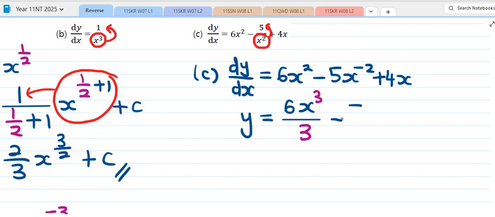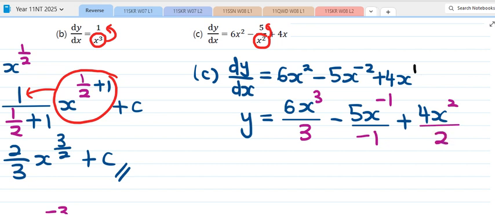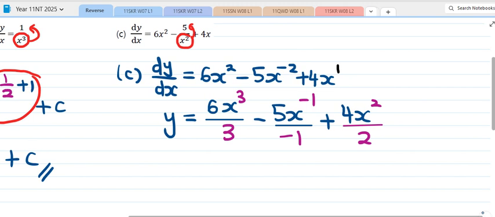And then 5x to the power of 2 can also be like this. So negative 2 plus 1 is negative 1. So that means the denominator is negative 1. And then plus 4x. So 4x is 4x power 1. So here it will be plus 4x to the power of 2, everything divided by 2. So then don't forget you have a plus c in the end.